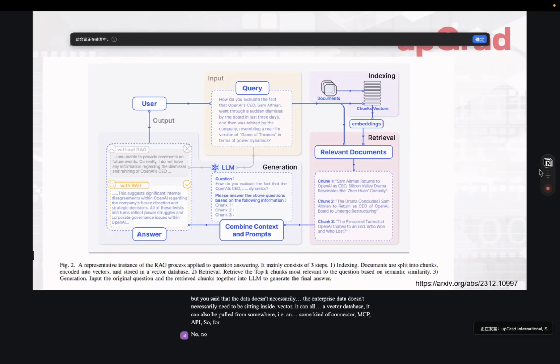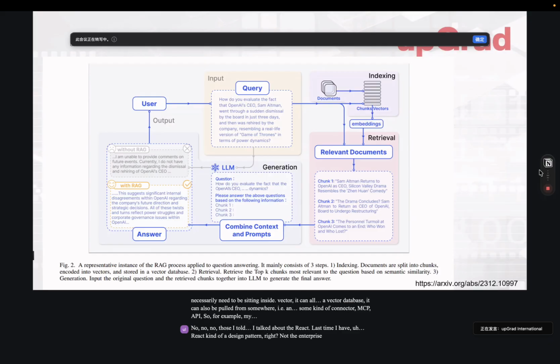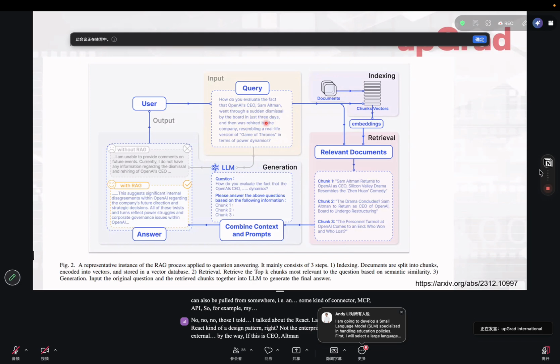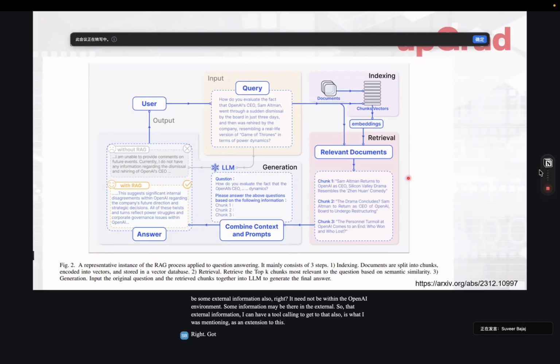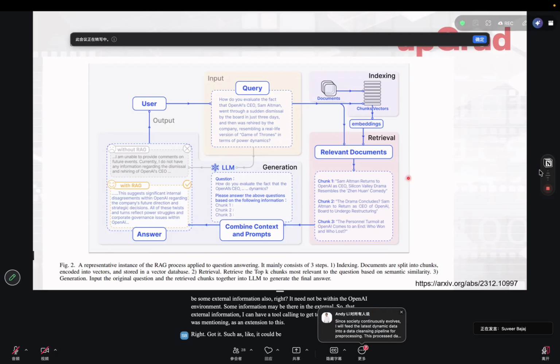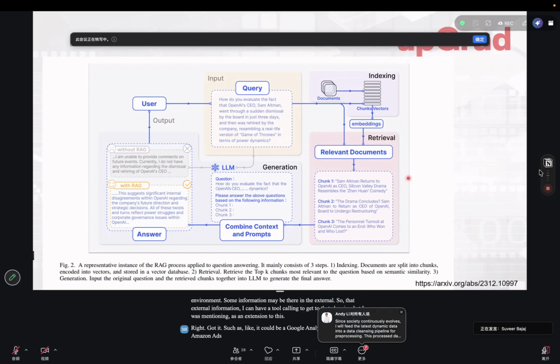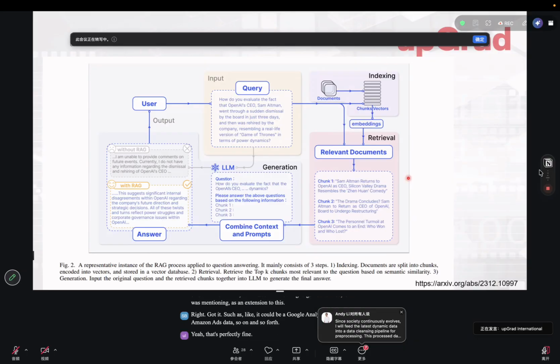For example, last time I talked about the ReAct design pattern. It need not be enterprise data. Suppose it is some external information, for example about the CEO, Altman and all that. It need not be within the OpenAI environment. Some information may be external, and I can have a tool call to get to that, which is what I was mentioning as an extension to this. It could be Google Analytics data or Amazon Ads data, and so forth. That's perfectly fine. Got it. Okay, thank you.